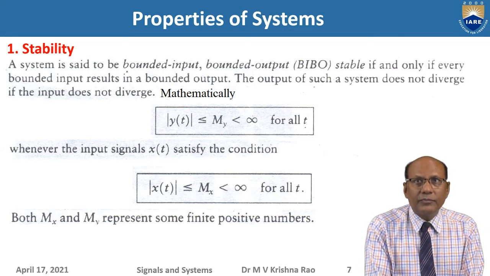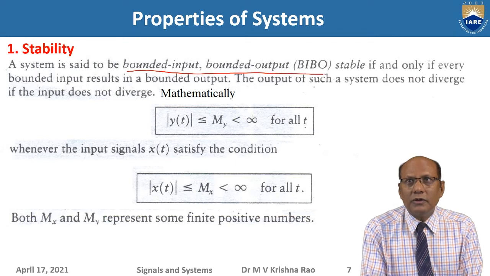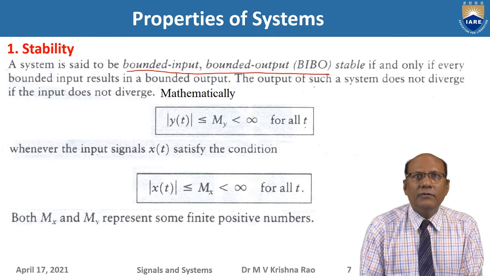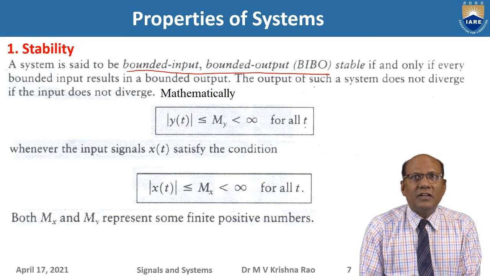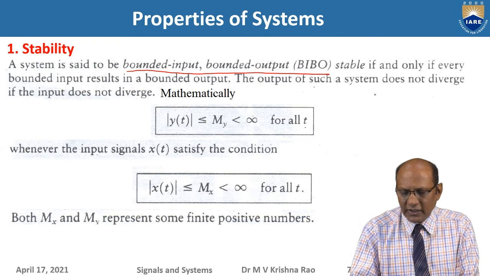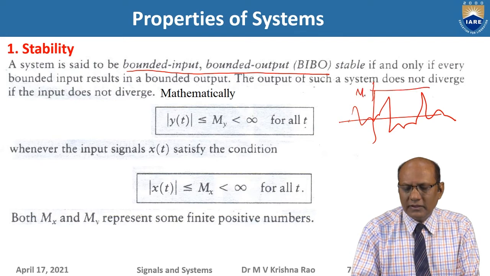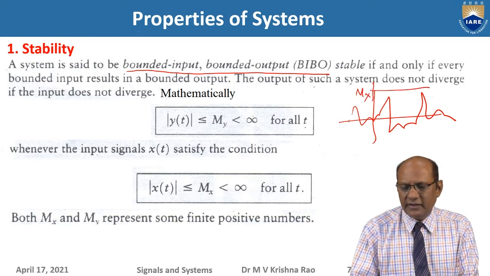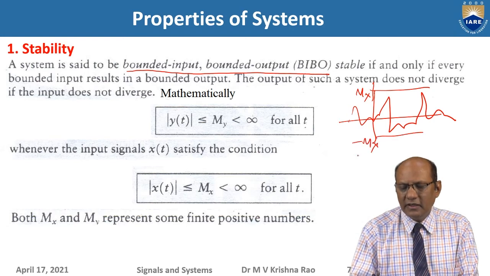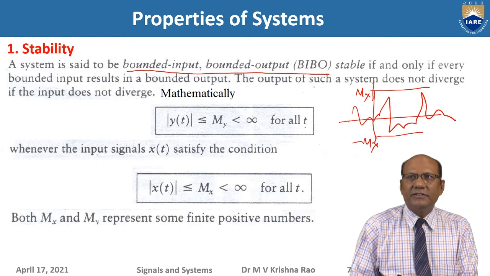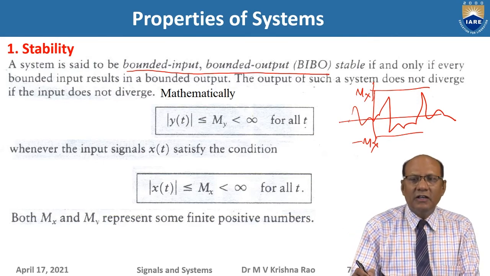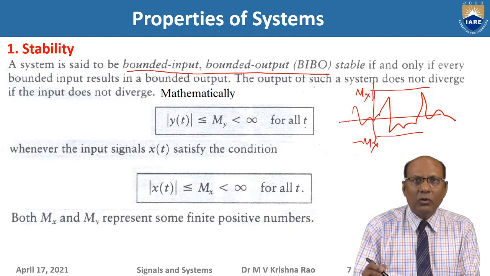A system is said to be BIBO, bounded input bounded output, stable if and only if every bounded input results in a bounded output. What is a bounded input? Let us take some signal like this. What is the maximum limit? Mx. And on this side, minus Mx. So between plus Mx and minus Mx, the signal is oscillating. The input signal will never go beyond Mx. That means the input signal level is bounded by Mx, and Mx is a finite value.